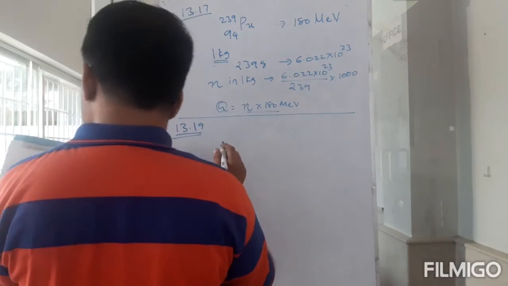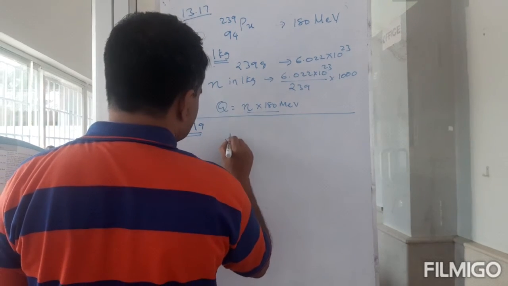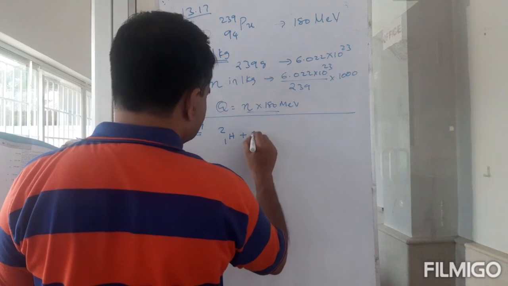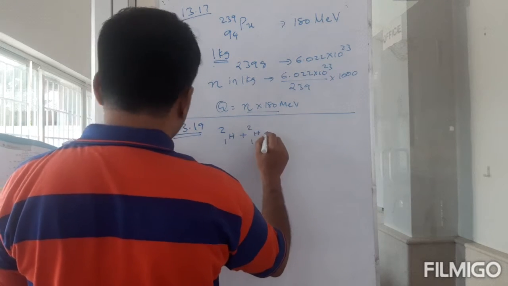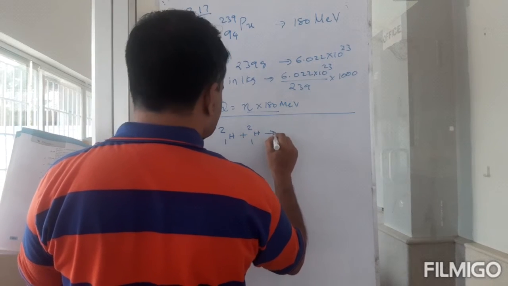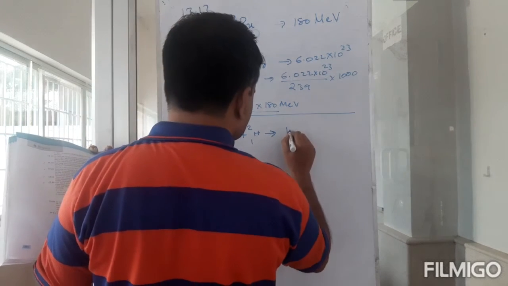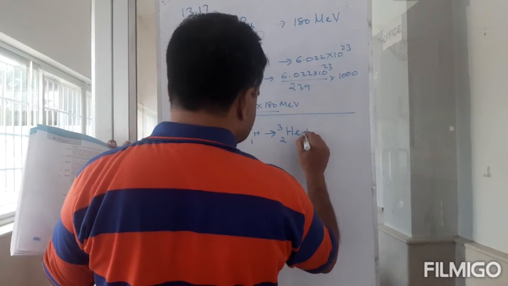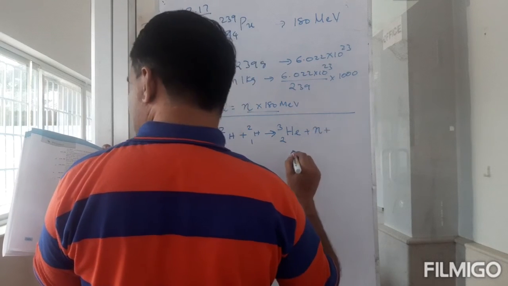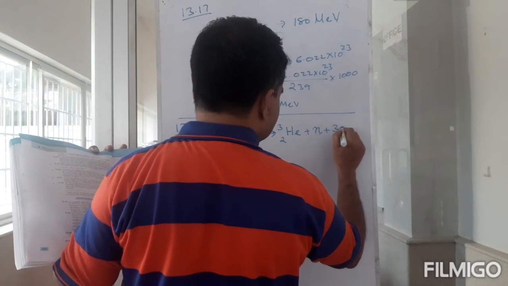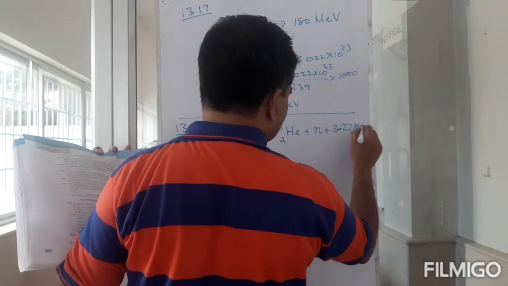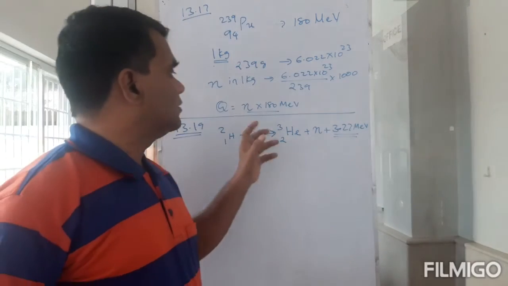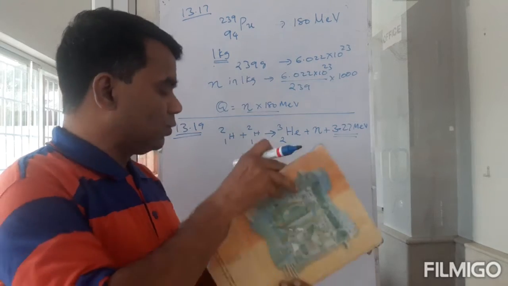So the fusion reaction is this. You have 1H2, deuterium, that combines with another deuterium to give you helium-3 plus a neutron plus 3.27 mega electron volt energy. So this is the energy that is coming out of this fusion reaction. Okay, and now what is asked?